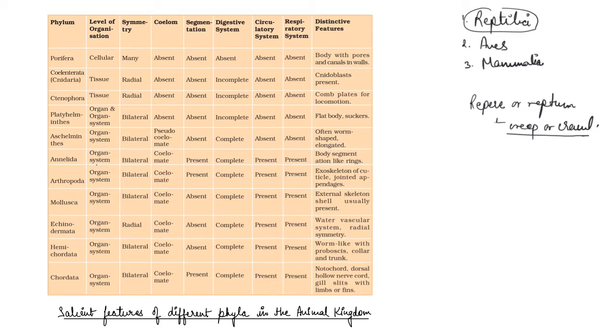Then it's the last one, which is Chordata. In Chordata, you have organ system level. Symmetry is bilateral. They are coelomate. Now again, segmentation comes into picture. So they have segmentation. Then the digestive system, circulatory and respiratory system, all three are present and complete. And the distinctive feature is the presence of notochord, dorsal hollow nerve cord, they have gill slits, they have limbs and fins. So, guys, with this, we complete the fourth chapter of NCERT class 11th biology, which is Animal Kingdom.